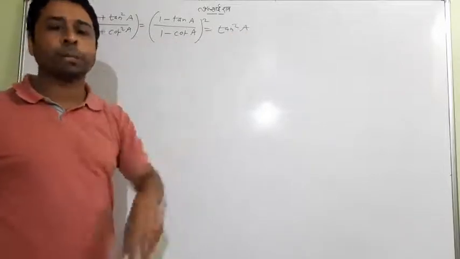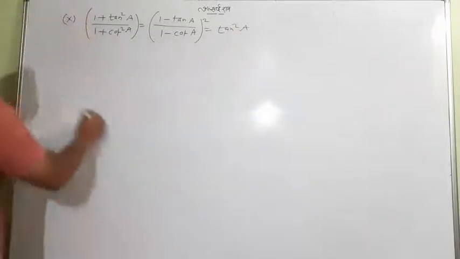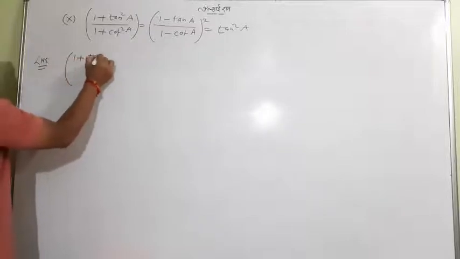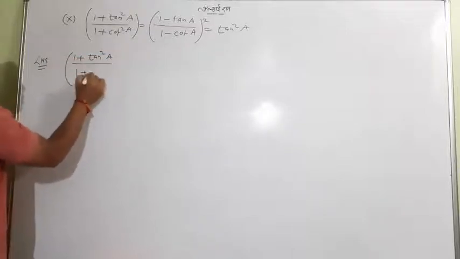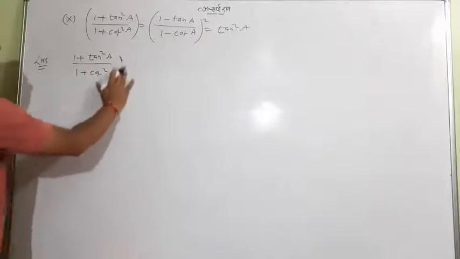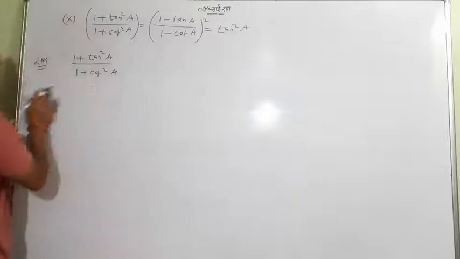Meaning it is 2 questions appended. This equals this, as well as this equals this. So first I'll take the LHS and look at how easily I will get my answer. So this is the LHS, and what will I get? I will get tan square. So I'll tell you how we can get tan square.